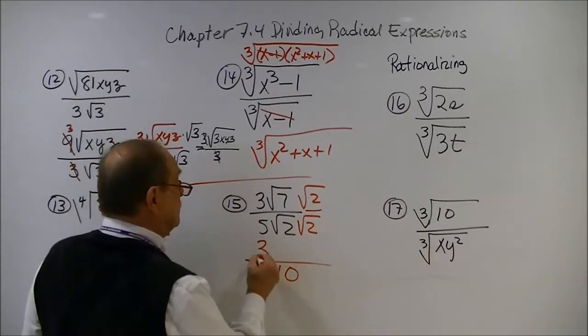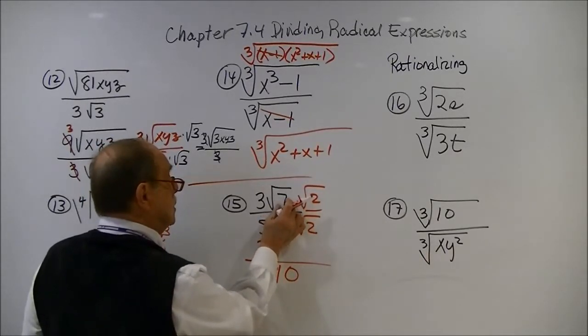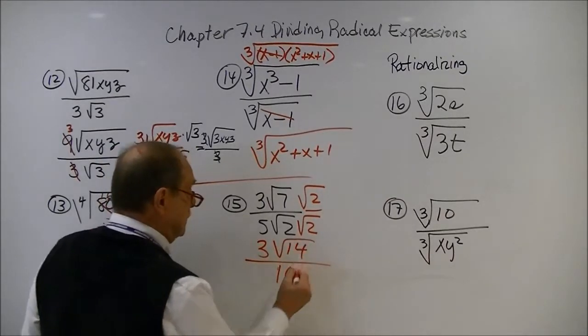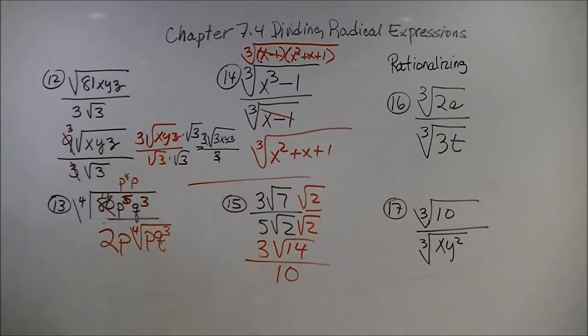And we still have the 3 on top, and we go square root of 7 times the square root of 2 is the square root of 14. Okay?